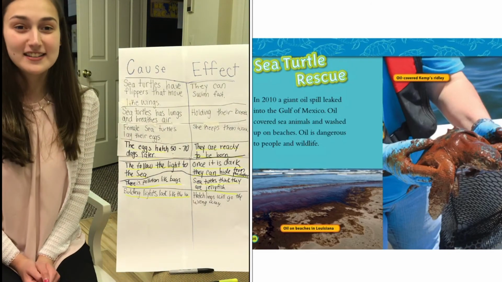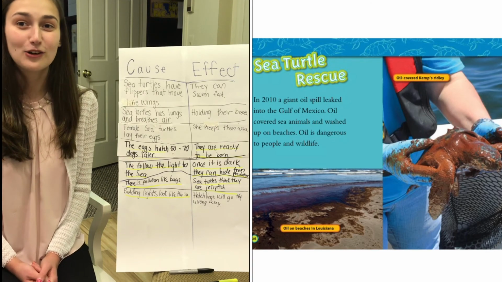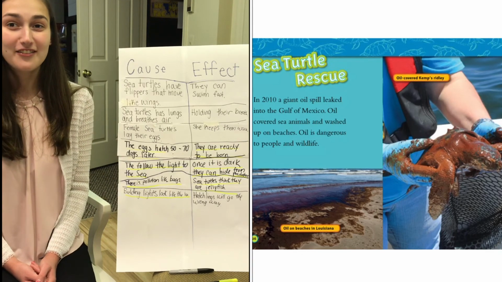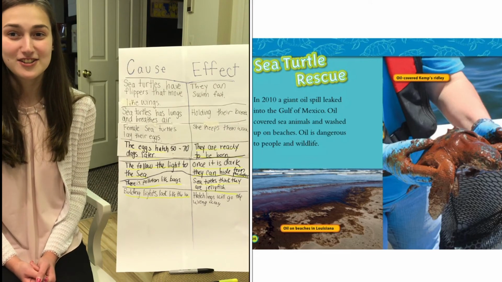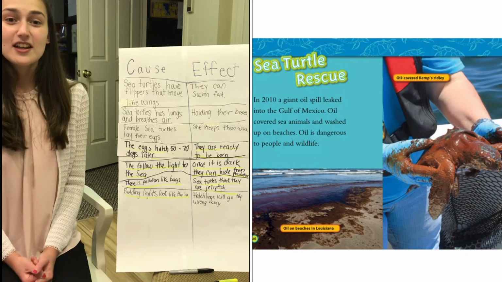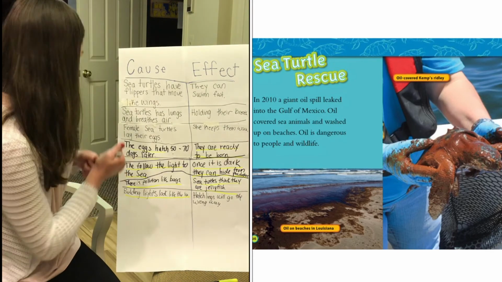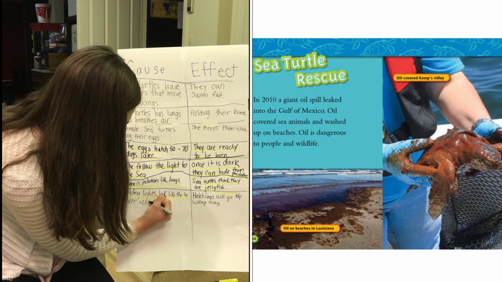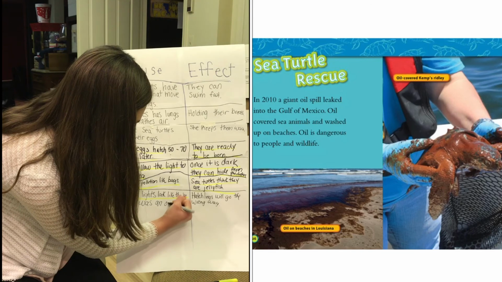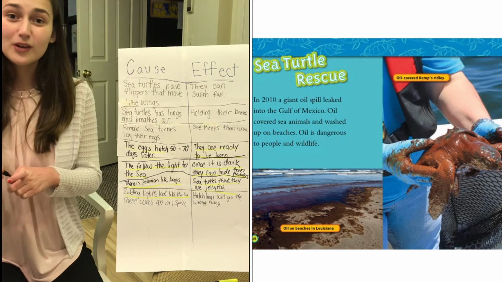Sea turtle rescue. In 2010, a giant oil spill leaked into the Gulf of Mexico. Oil covered sea animals and washed up on beaches. Oil is dangerous to people and wildlife. So our next cause is that there was an oil spill. So let's write down, there was an oil spill. Okay, there was an oil spill.